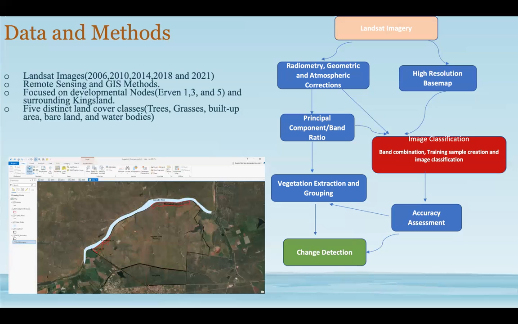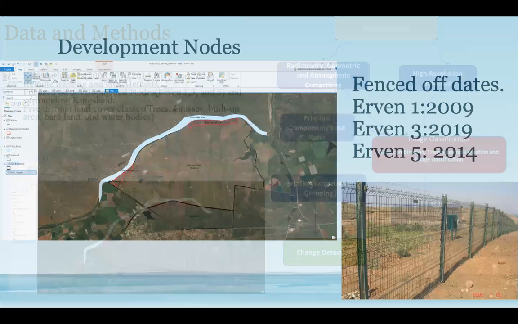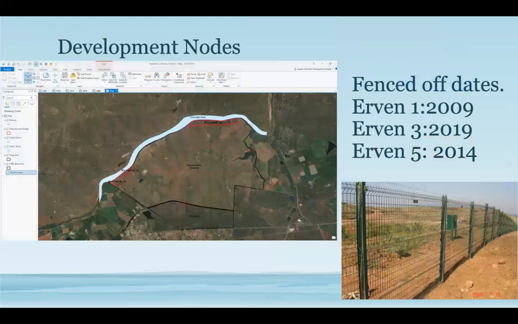So we did a lot of back-end image processing to make sure we clean up the satellite imagery and came up with accurate vegetation extraction and grouping. These are the fenced off dates for each of the events or developmental nodes. The fence for event 1 was constructed in 2009, while that of events 3 and 5 in 2019 and 2021, respectively.